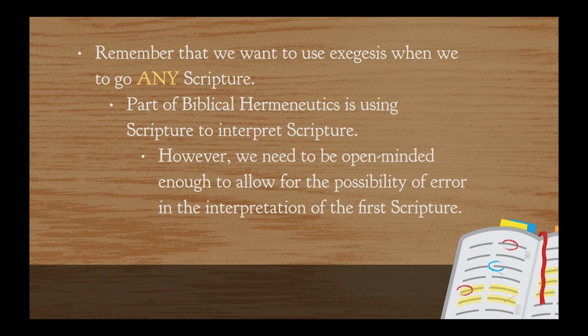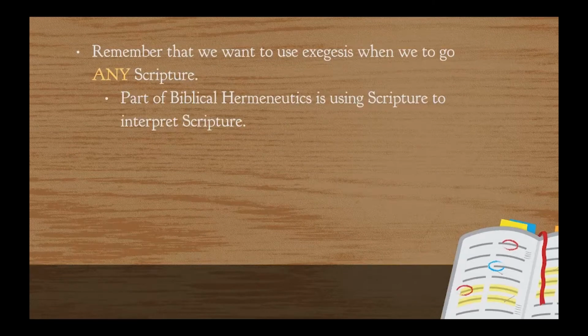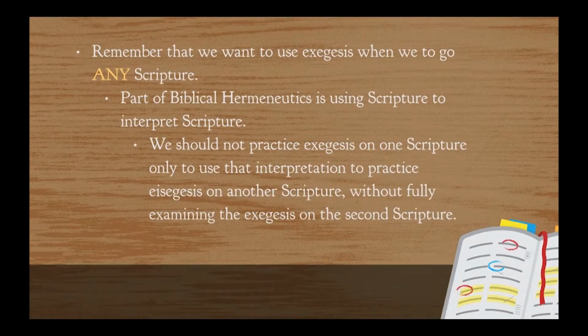What am I trying to say? I'm trying to say we use exegesis on Scripture A and exegesis on Scripture B. We don't want to use eisegesis on any piece of Scripture. We should not practice exegesis on one Scripture to come up with an interpretation and a meaning, only to use that interpretation to practice eisegesis on another Scripture without fully examining the exegesis on the second Scripture.